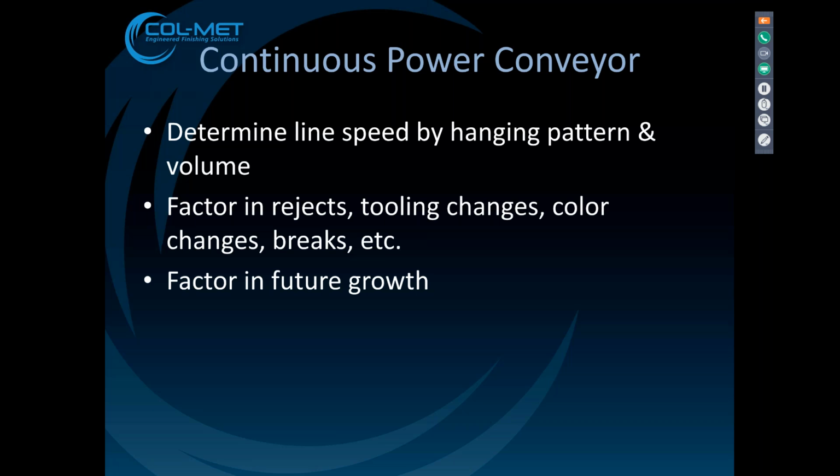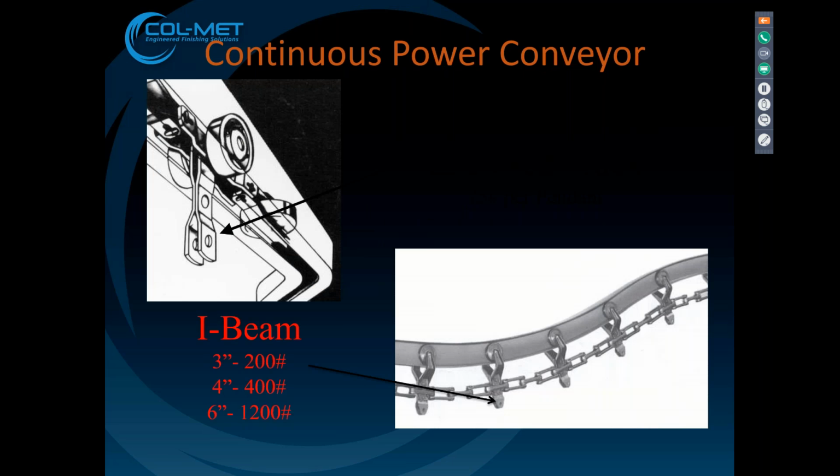So with an engineered system, we typically use continuous power conveyor. As shown in the previous example, we determined the line speed by the hanging pattern and the volume. In this scenario, now that we're designing the systems, we must factor in rejects, tooling changes, color changes, breaks, etc. for production requirements. We also need to factor in future growth.